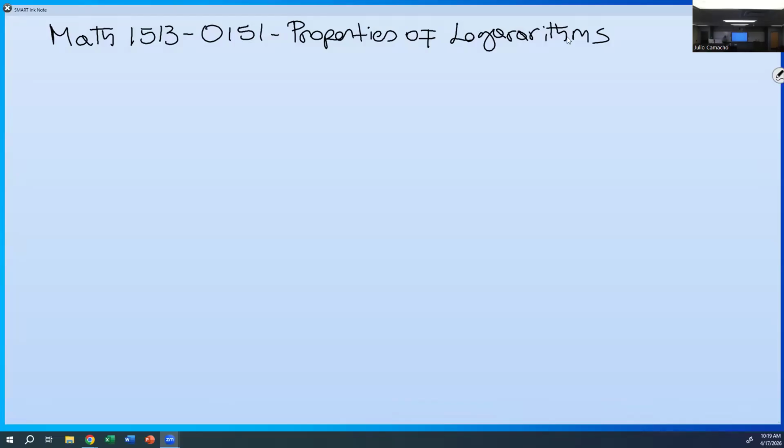Because today we are doing properties of log. So the first example that we have about properties of logs, we are applying every property that we have learned before, especially the logarithm rules. We are applying every logarithm rule to these equations.